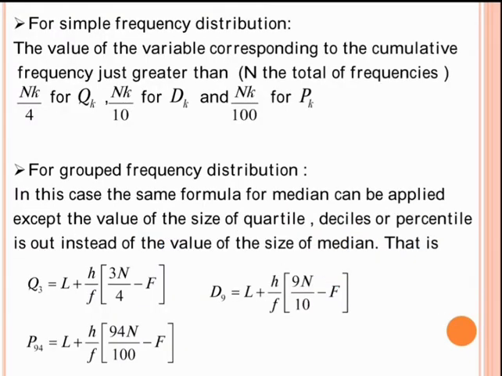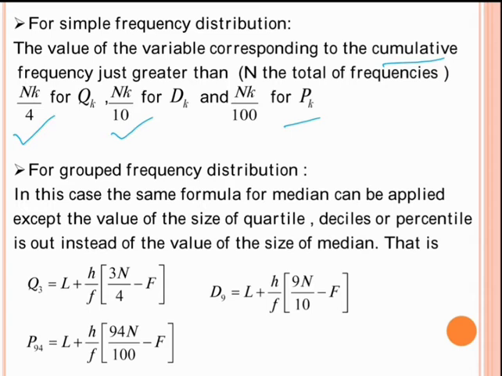That was for n observations. Now if a simple frequency distribution is given to us, then we take the value of the variable corresponding to the cumulative frequency just greater than nK by 4 for Q_K, nK by 10 for D_K, and nK by 100 for P_K. This is related to cumulative frequency. We know how to find cumulative frequency, as we have already learned in median.